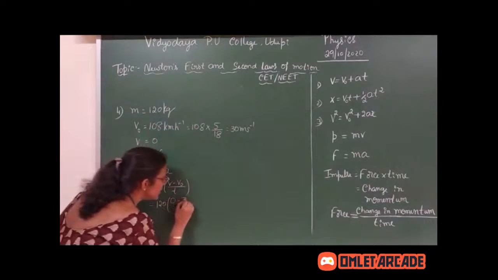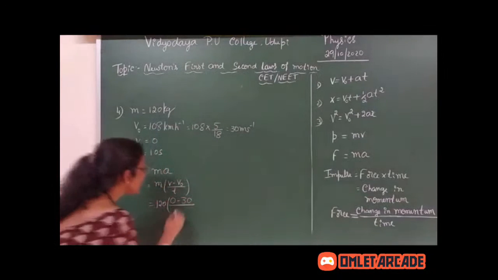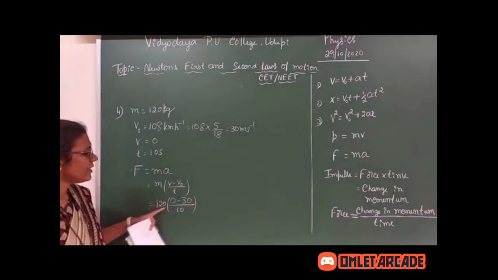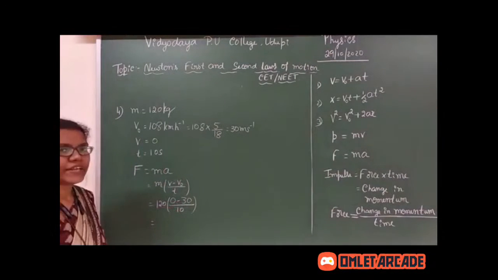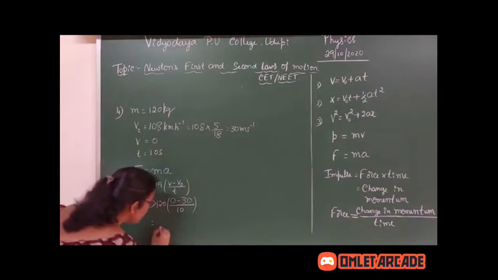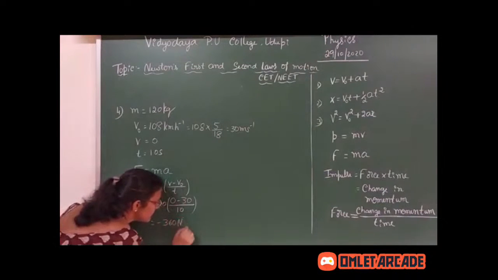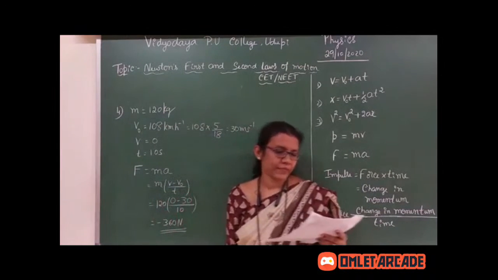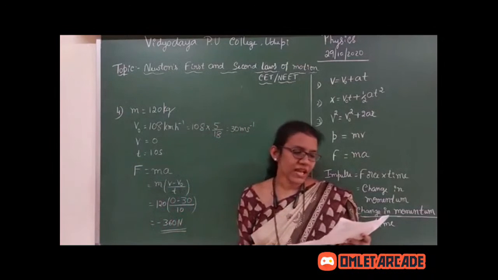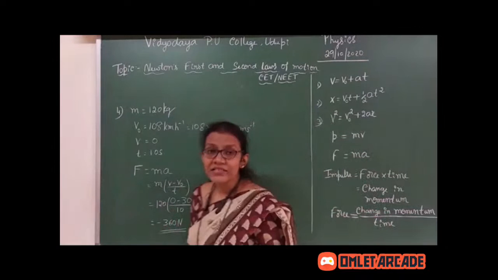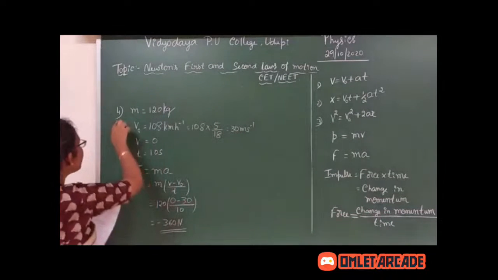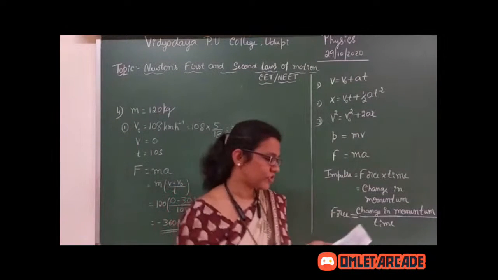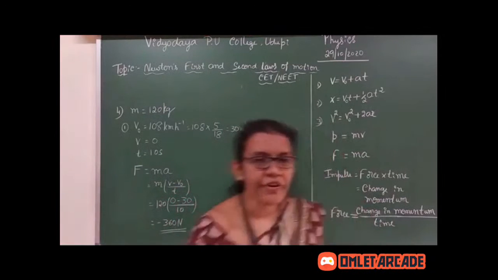So we substitute it here. 30 divided by time is 10. So simplify this, we get 120 into minus 30 by 10. Answer is minus 360 Newton. So it is a retarding force. The options are given in terms of magnitude, that is 360 Newton. For question number 4, the correct option is the first one. Next, question number 5.